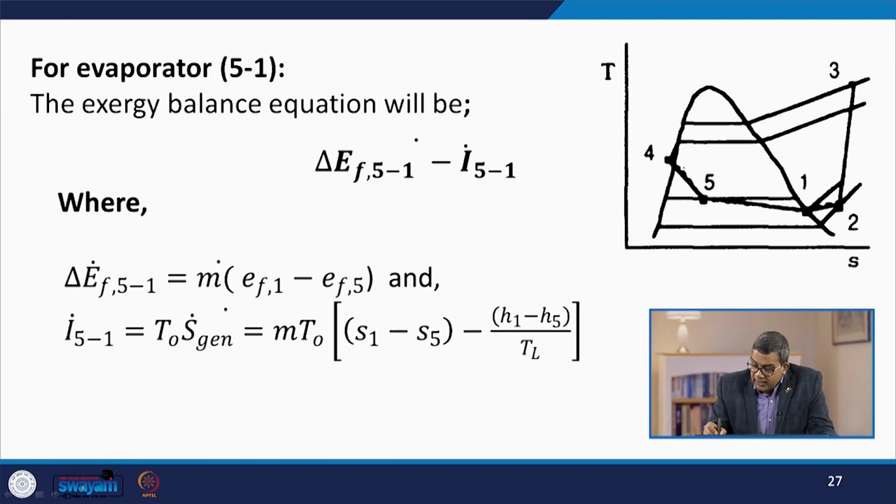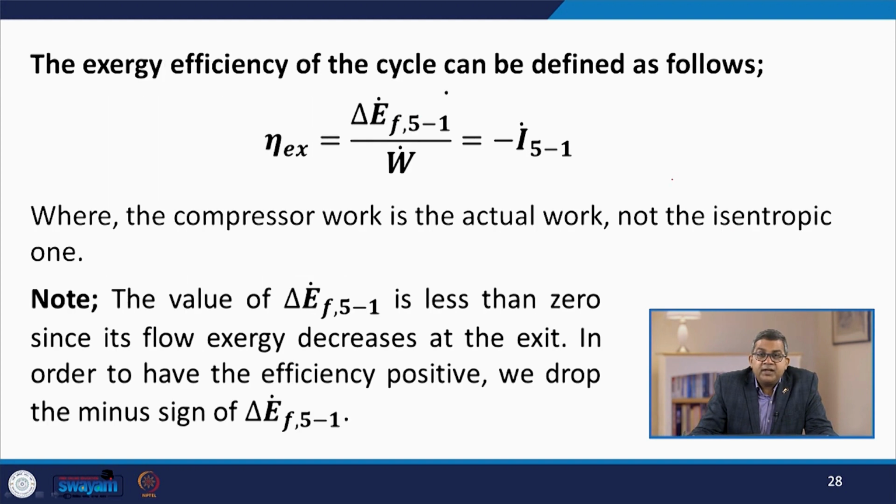Now, if we talk about the evaporator side, station 5 to 1, the exergy balance equation one can write as delta EF 5 to 1 equals minus I 5 to 1, where delta EF 5 to 1 is equal to m(EF1 minus EF5), and I 5 to 1 is equal to T0 Sgen, equal to m T0 (S1 minus S5), that is the entropy at station 1 and station 5 respectively, minus (H1 minus H5), that is enthalpy at station 1 and station 5 respectively, upon TL.